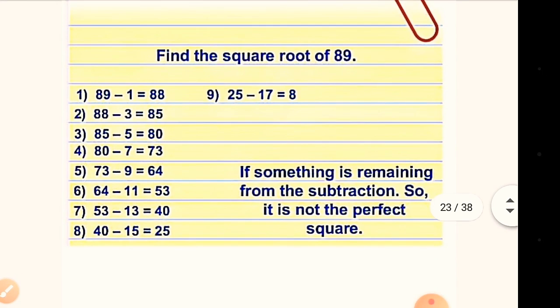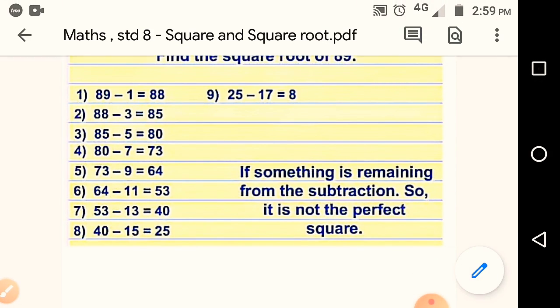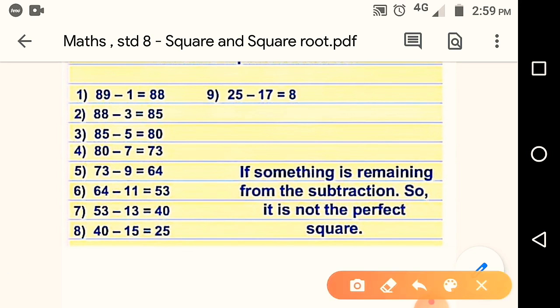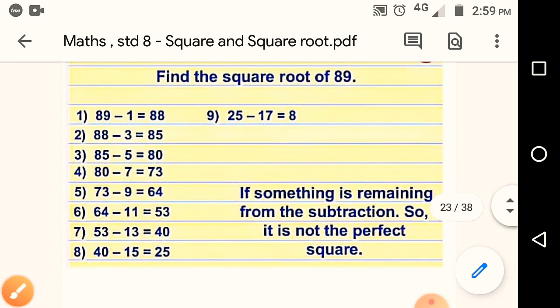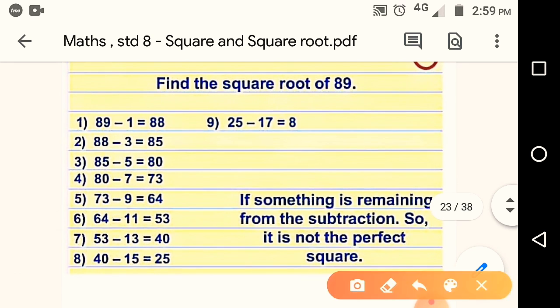Okay, this is another method. Find the square root of 89. If the number is not a perfect square, then you will not get 0 at the end. Here 89 is given. They are finding the square root of 89. Square root of 89 कैसे निकालेंगे?